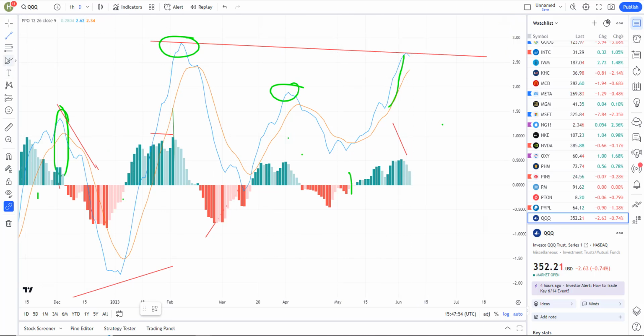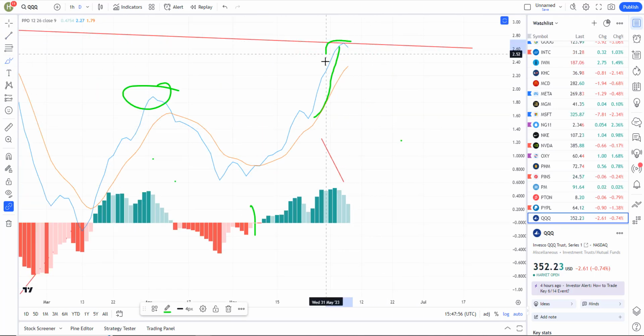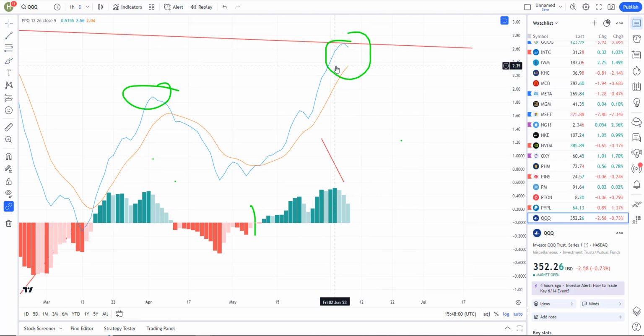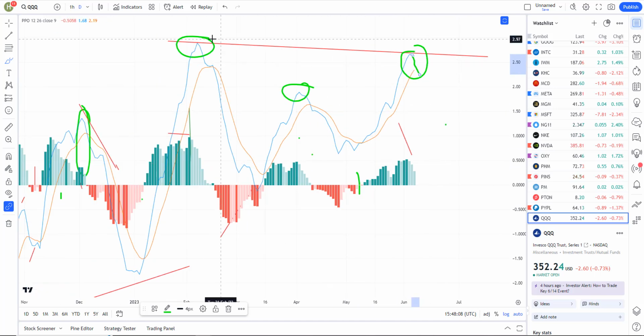This is the most recent parabolic move, and look, the PPO is starting to turn down, looking like it's going to do a bearish crossover. Hasn't turned down yet, so obviously a little more work to do there. But if you get that bearish PPO crossover, that's going to really extend the negative divergence that's been in place for many weeks, really months.